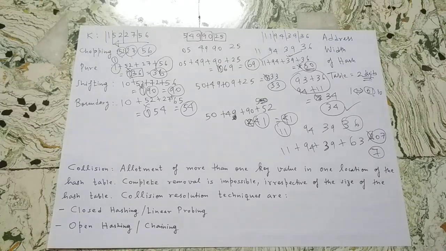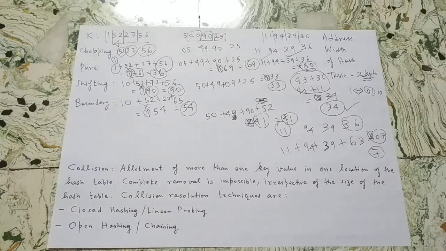So collision is defined as the situation where more than one key value is mapped into a single location of the hash table. Now remember, whatever the hash function is used, the complete removal of collision is impossible. Also, collision in hashing cannot be ignored, whatever be the size of the hash table. The most interesting question that now arises is what to do if there is a collision.